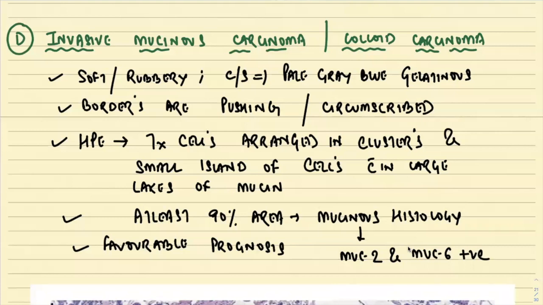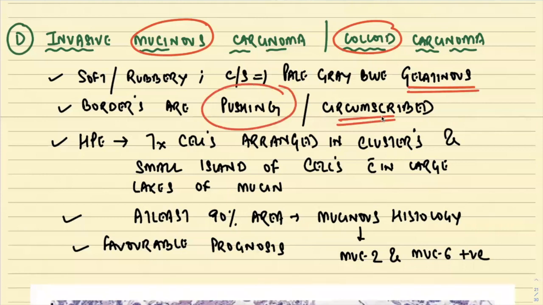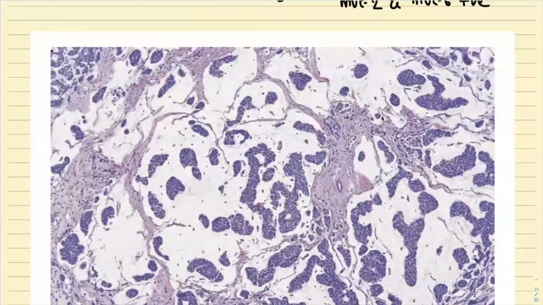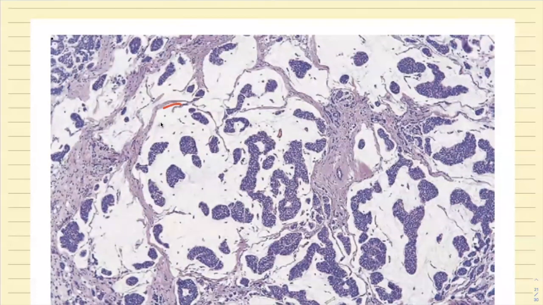The fourth important is your invasive mucinous carcinoma, also called colloid carcinoma of the breast. Now, very important thing is the cut surface grossly is highly gelatinous, and the borders are quite pushing and circumscribed. I have already explained the difference between infiltrative and pushing or circumscribed border. So histopathologically, very important thing, you can see islands. What is this whitish area? Yes, can you tell me what is this whitish area? It is the areas of mucin production.